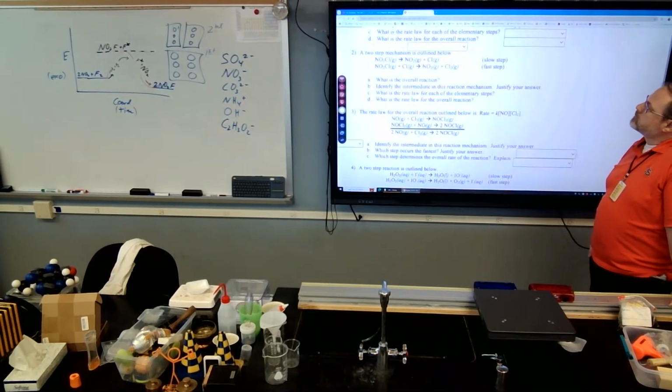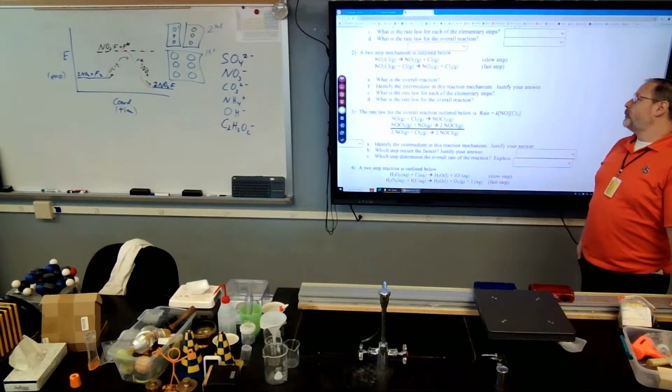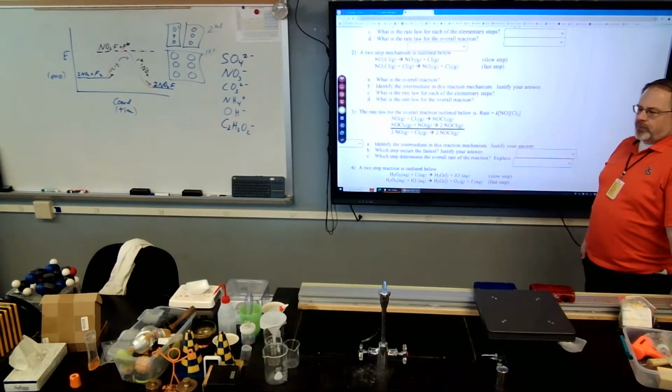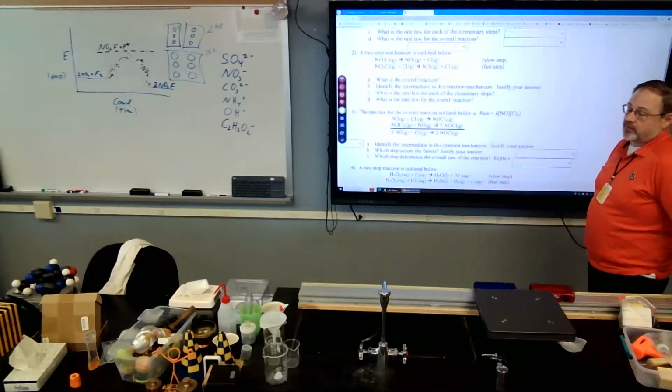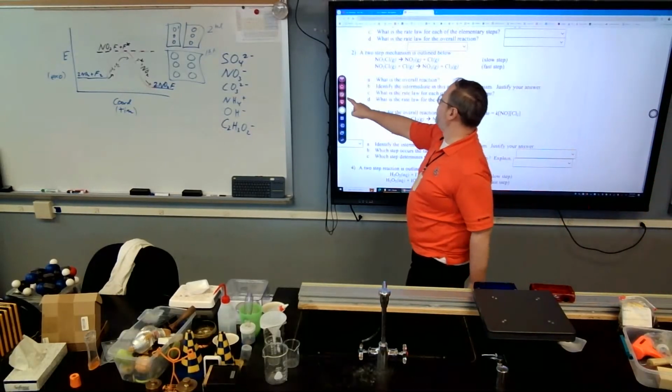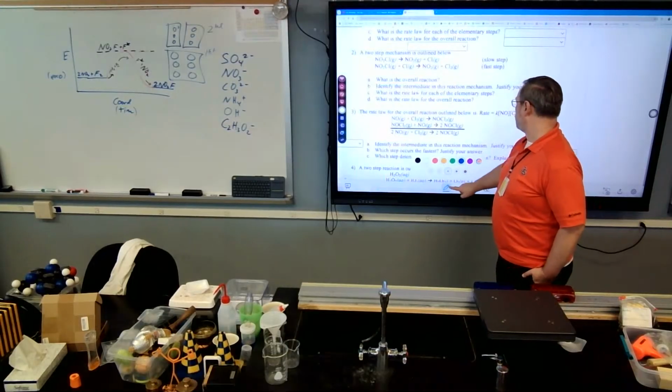For each of the steps? Yeah, the rate law for each of the elementary steps. The author puts that in because that used to be in textbooks. AP doesn't do that anymore. They only care about what's important, and that's the slow step. But again, this is an artifact of before time that nobody tests anymore.